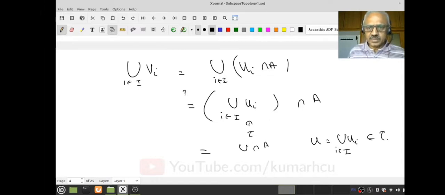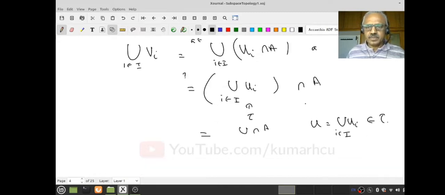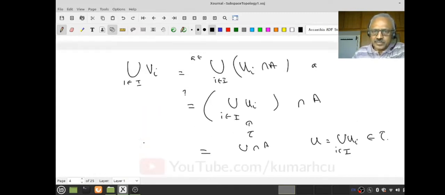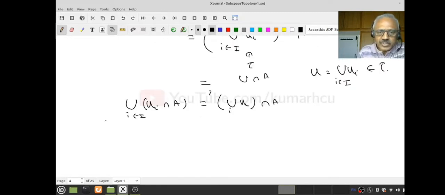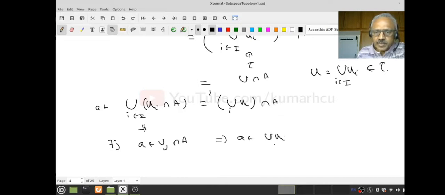Right? And why is this true? That's very easy. Suppose I say a belongs to this, that means a belongs to some. I'm just trying to prove it, because most often, as I keep saying, many students' problem is this set theory. You intuitively believe everything is all right. This is what you want to prove. Suppose I have an a here. This means there is a j such that a belongs to U_j intersection A. Therefore, this implies a belongs to union U_i, because U_j is here, and a also belongs to A.